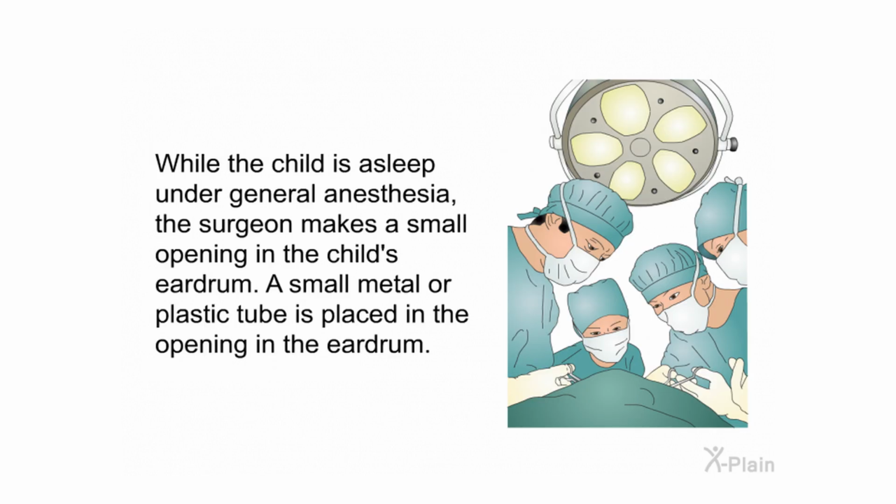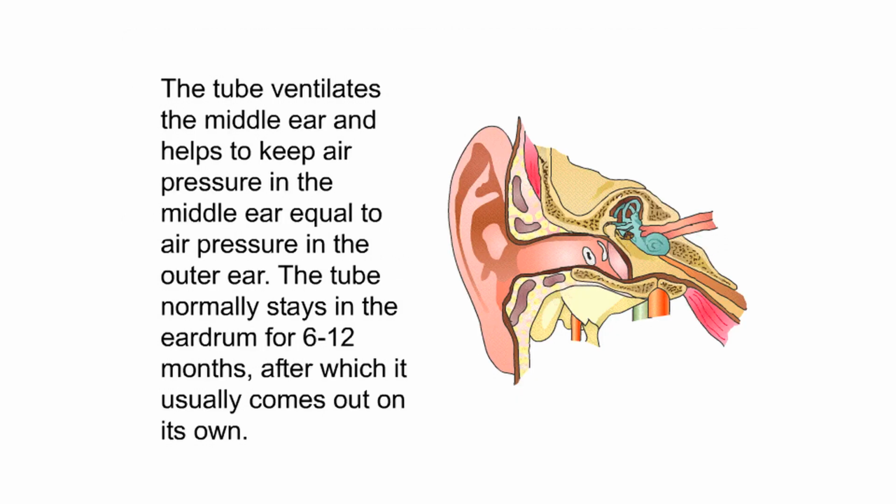While the child is asleep under general anesthesia, the surgeon makes a small opening in the child's eardrum. A small metal or plastic tube is placed in the opening in the eardrum. The tube ventilates the middle ear and helps to keep air pressure in the middle ear equal to air pressure in the outer ear. The tube normally stays in the eardrum for 6 to 12 months, after which it usually comes out on its own.